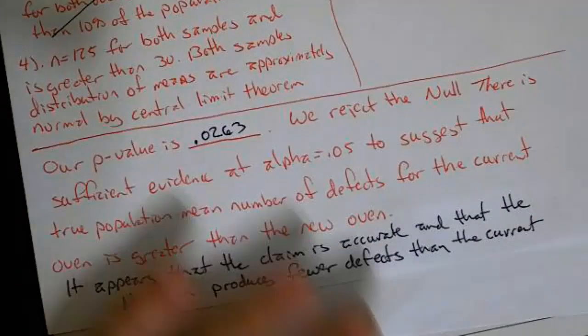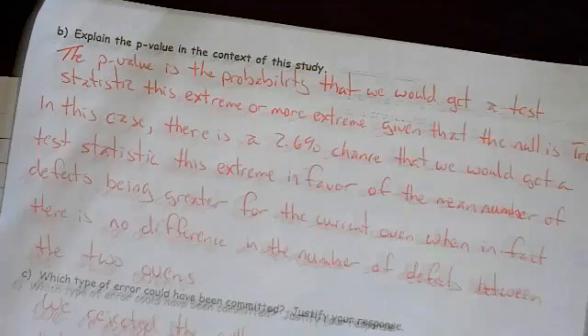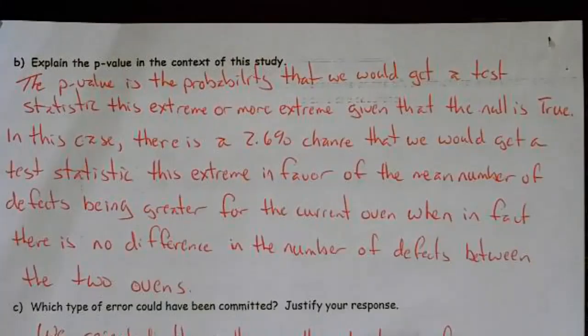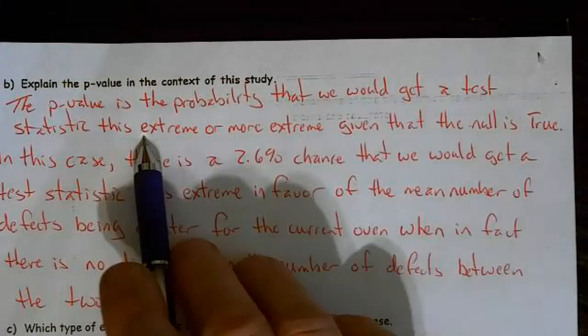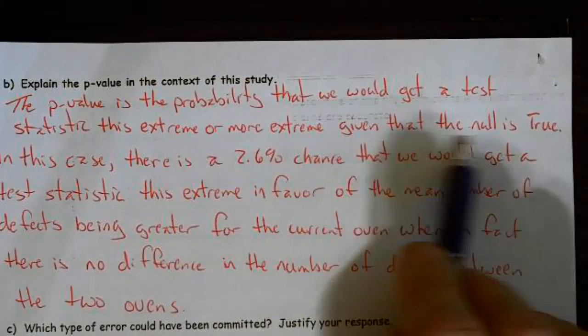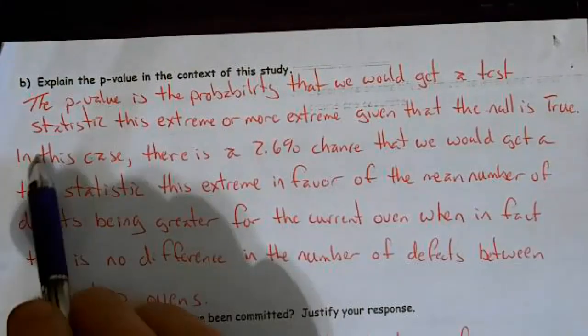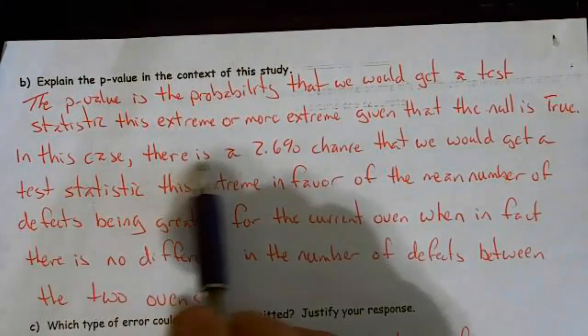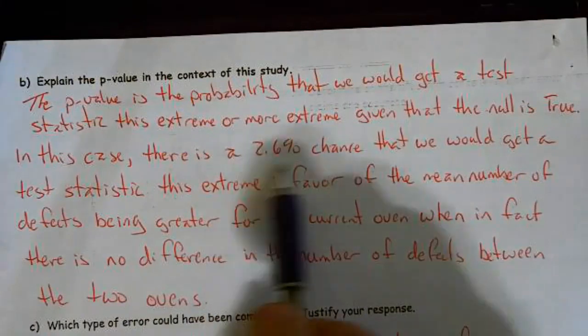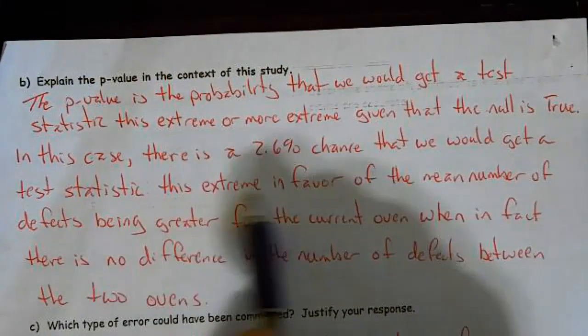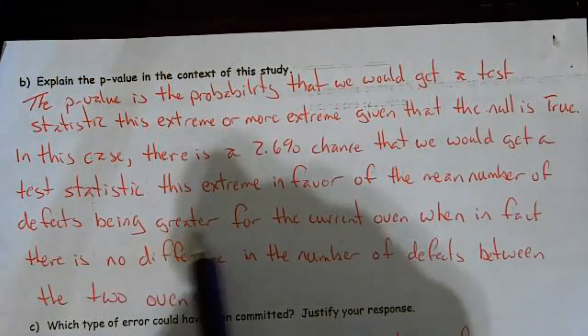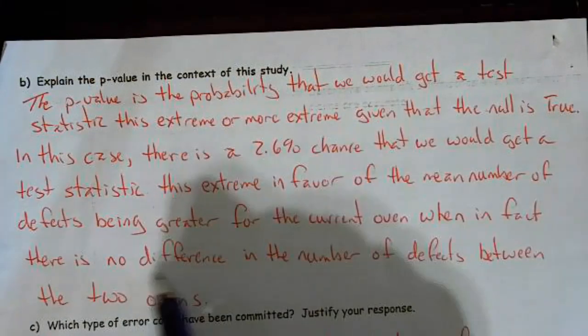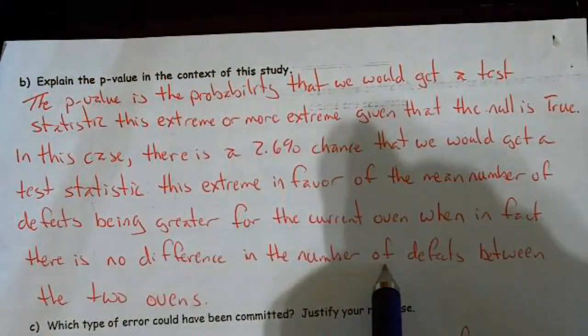All right. The next part says, explain the p-value in the context of the study. Well, we always need to give a definition. In this case, the definition of p-value is the probability that we get a test statistic this extreme or more extreme given that the null is true. Then we have to put it in context. In this case, there's a 2.6% chance that we would get a test statistic this extreme in favor of the mean number of defects being greater for the current oven, or you could say being less for the new oven, when in fact there is no difference in the number of defects between the two ovens.